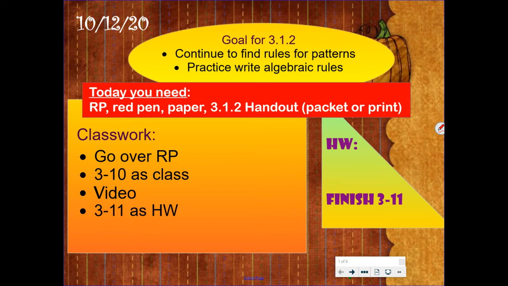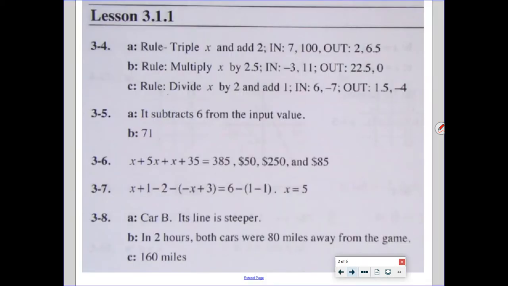So please get out your review preview. We're going to go ahead and go over it, and I want to make sure that you understand and can follow along here. All right, let's go to it. So here is the review preview. Now I do want to actually address problem 3.4. I know some of you said that you were struggling with 3.4, especially B and C.